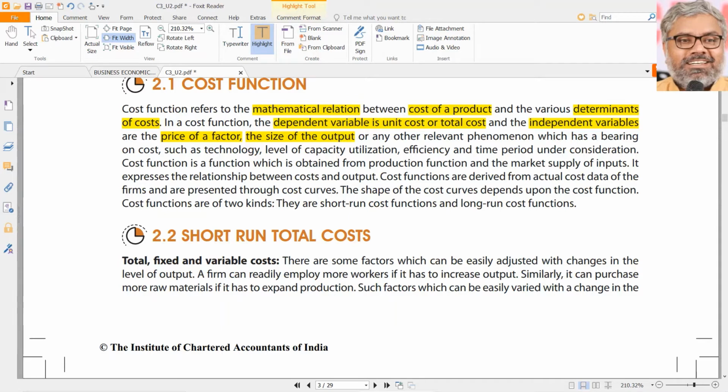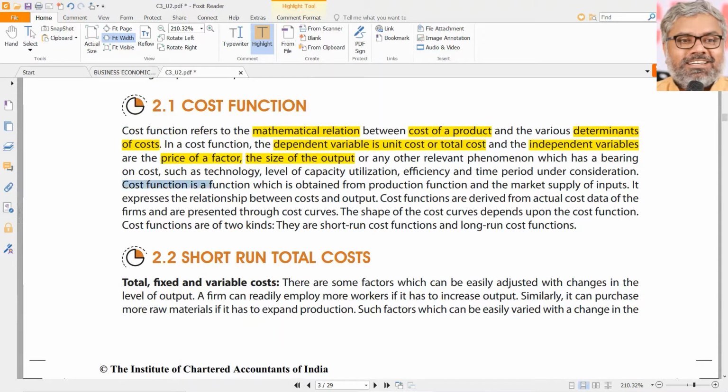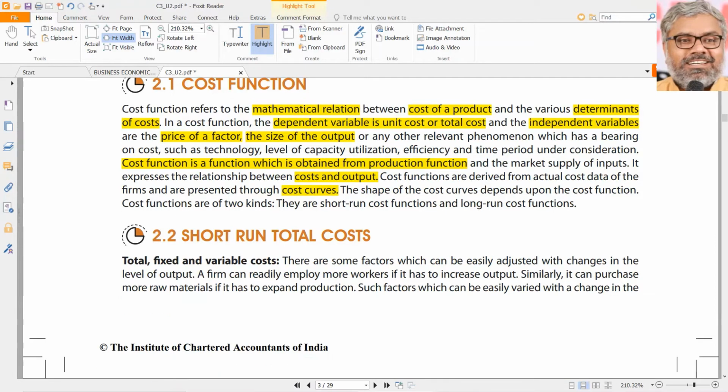And as we just now identified, this cost function is nothing separate. It is also an extension of production function only. But the only point is, it expresses the relationship between the costs and output. So here, the cost functions are derived from the actual cost data, and these are presented generally in the form of cost curves or graphs, we can say. What will be the shape of the cost curves? That certainly depends upon the cost function itself.